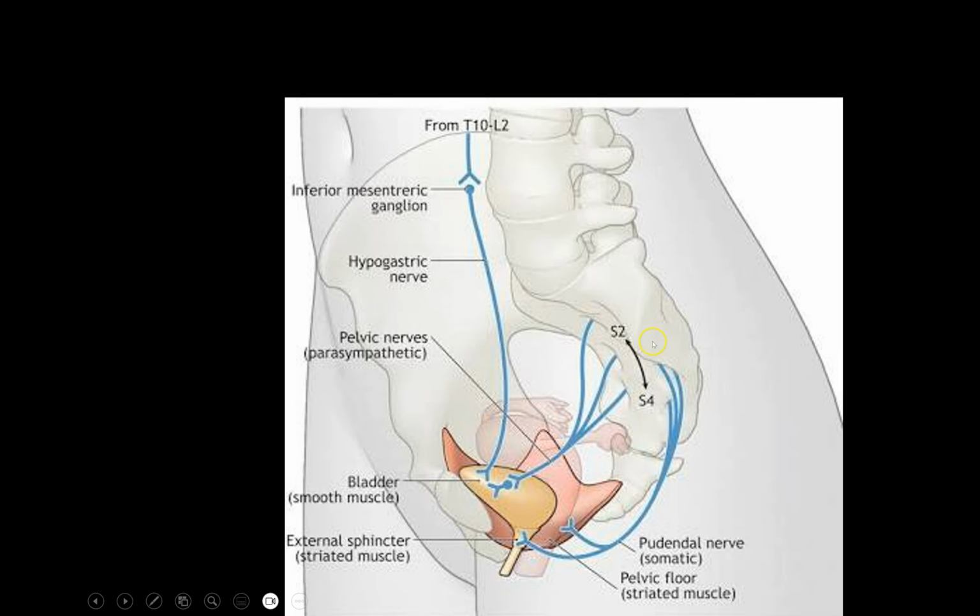Again, very simple. S2, S3, S4, pelvic nerve parasympathetic, and dorsal 10 to L2, hypogastric nerve sympathetic, and pudendal somatic.